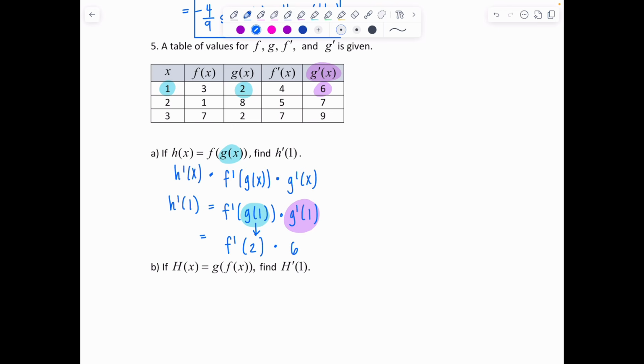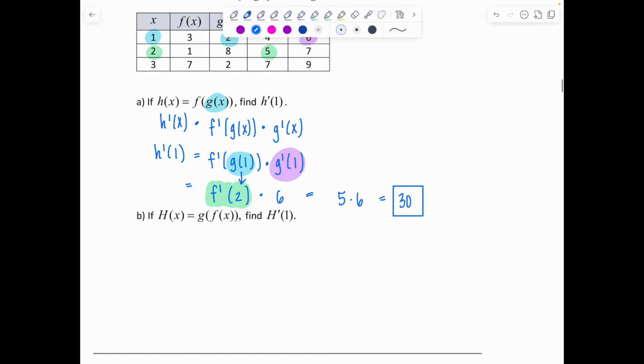Okay, perfect. Now let's figure out what f prime of 2 is. Here's 2. F prime of 2 is 5 times 6, this is 30. Voila. How'd you do? Okay, I would expect something like this on the test, in some form.